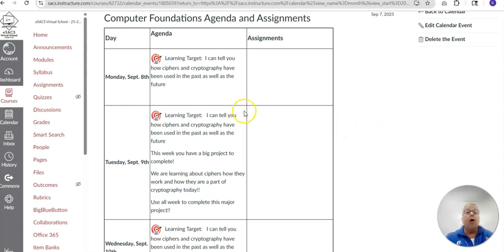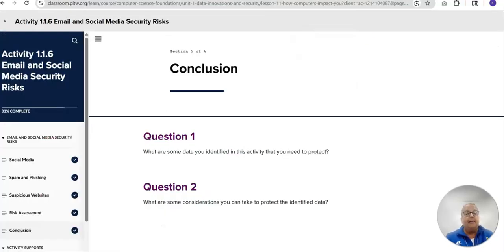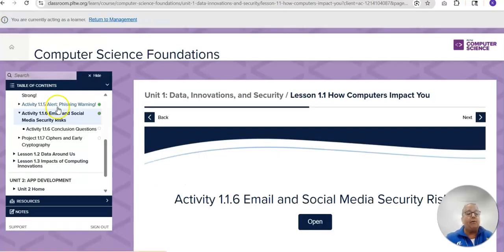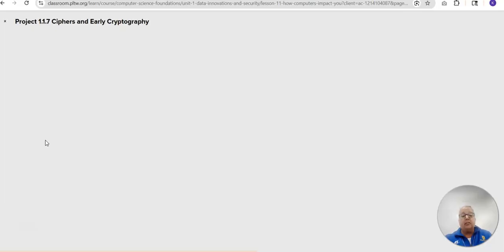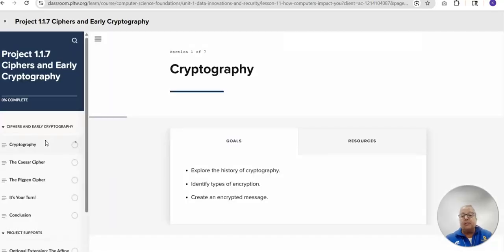So on to the next thing. We've got this is what we're doing this week for 1.1.7, and let's go over to Project Lead the Way. When you get into Project Lead the Way, this was 1.1.6, we finished that out. And now we're going to do a project. 1.1.7 is a project. You're not just doing reading and snippets and answering questions. You're actually doing a project. So we're going to explore the history of cryptography, identify types of encryption, and create an encrypted message.